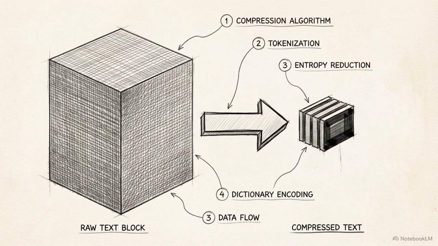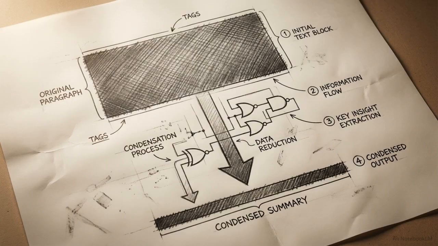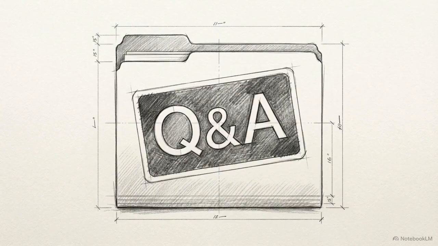Technique 14 is contextual compression. A secondary, smaller language model intercepts the retrieved chunks and rewrites them into a dense summary, strictly filtering the text to save generation tokens. Technique 15, document augmentation, happens entirely at index time.